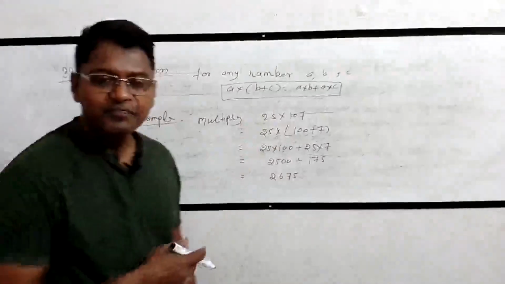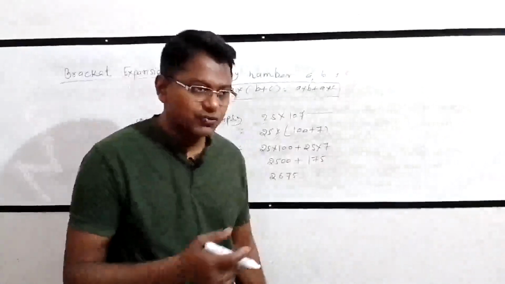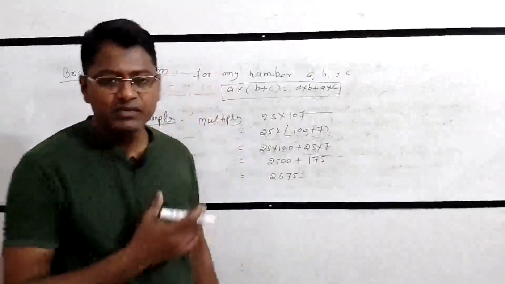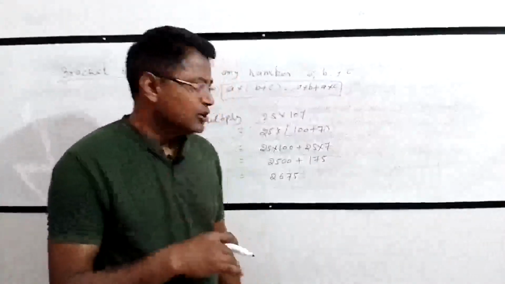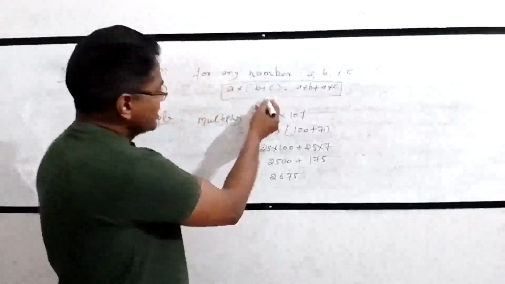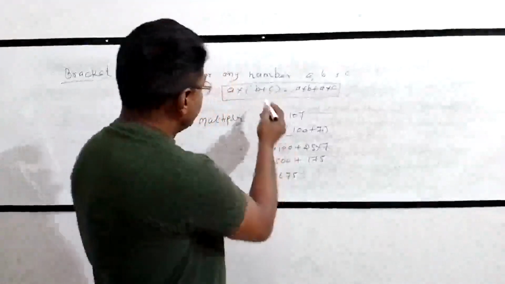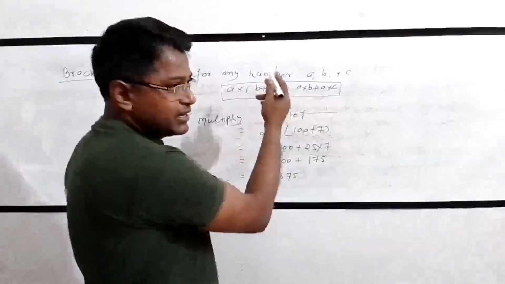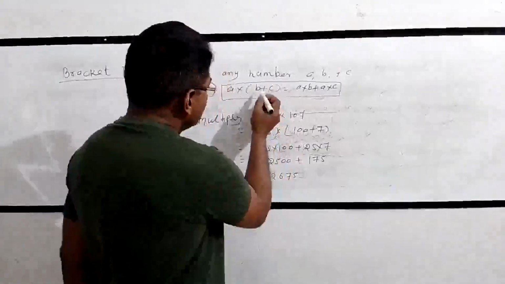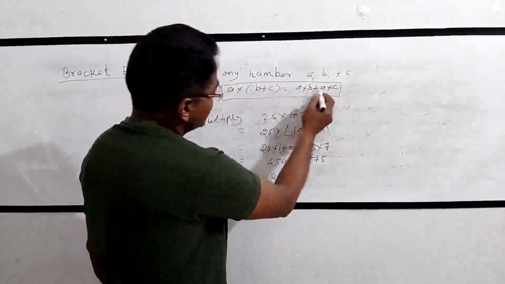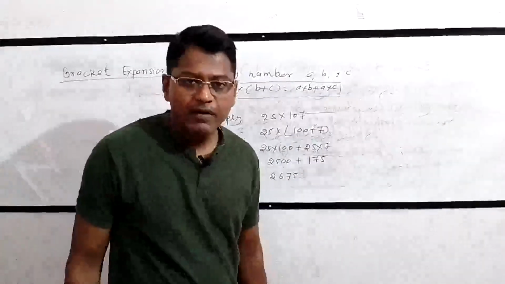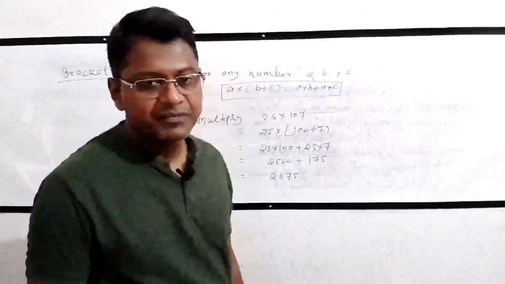In the same way, you can do your calculations according to the situation. Whatever situation you get in your problems, accordingly you can create the brackets. The bracket may be positive or negative, it doesn't matter. If it is negative, then you will apply the same method, A into B minus A into C. So I hope you understand the expansion of brackets.